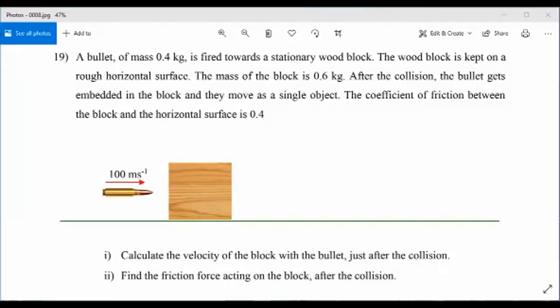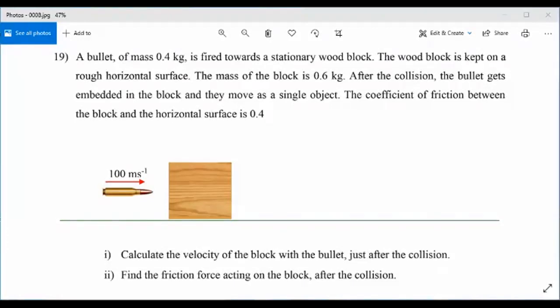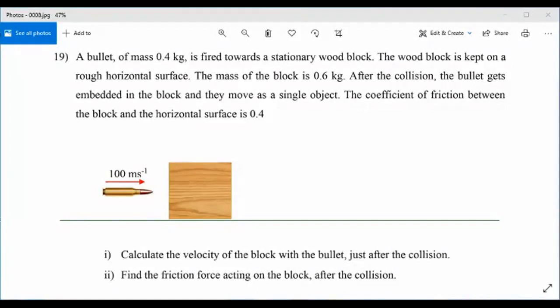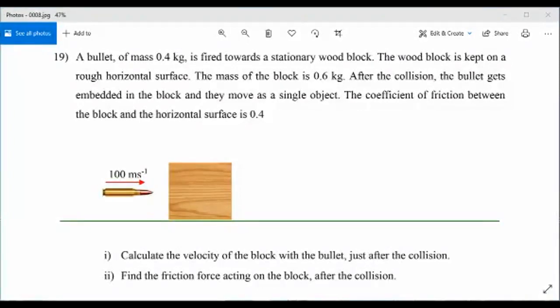towards a stationary wood block. The wood block is kept on a rough horizontal surface. The mass of the block is 0.6 kilograms. After the collision, the bullet gets embedded in the block and they move as a single object. The coefficient of friction between the block and the horizontal surface is 0.4.